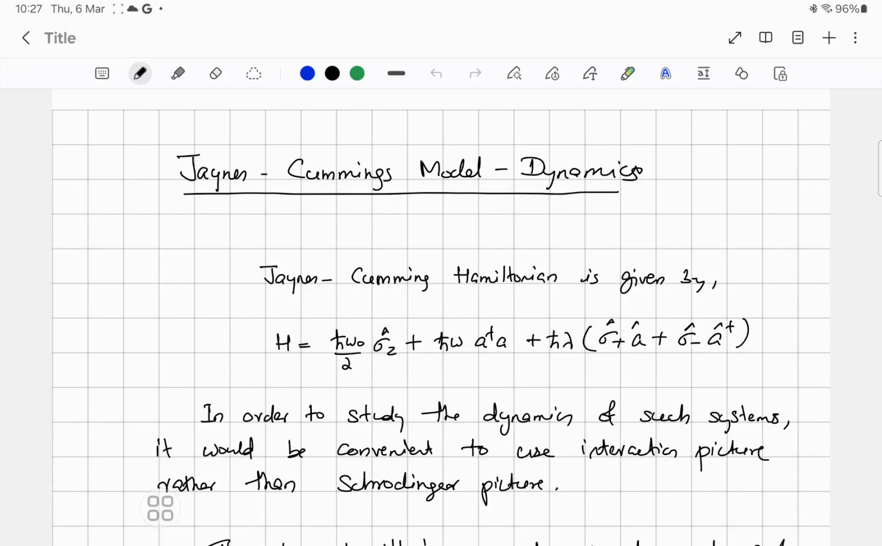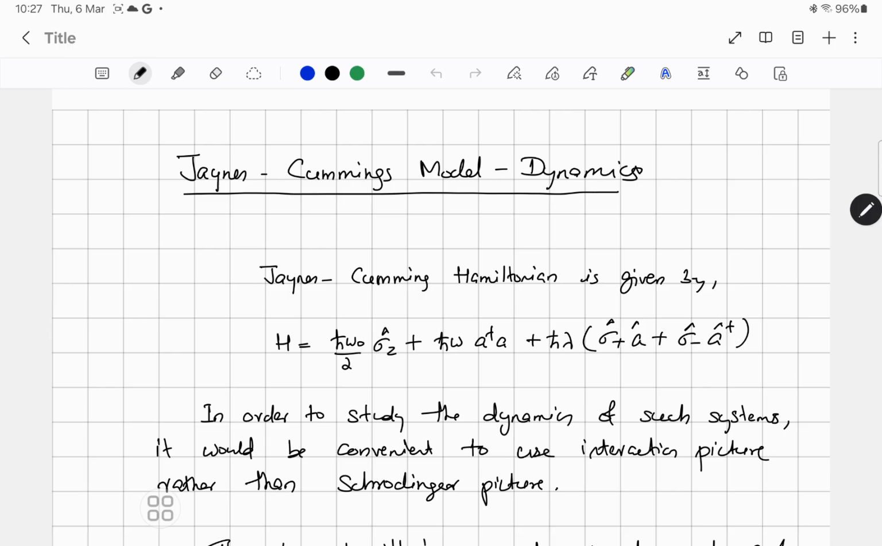So in the last class we discussed the Jaynes-Cummings model, and today we are going to introduce the dynamics of the Jaynes-Cummings model. The Jaynes-Cummings model basically describes a two-level atom and a single-mode electromagnetic field. Its interaction can be represented using the Hamiltonian ħω0/2 σz + ħω a†a + ħλ(σ+ a + σ− a†).